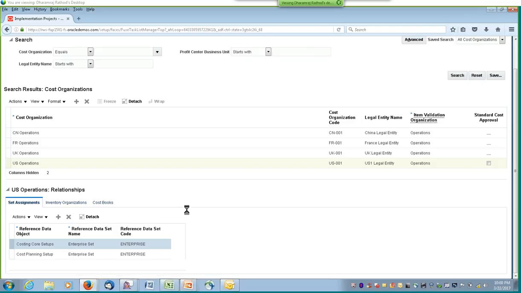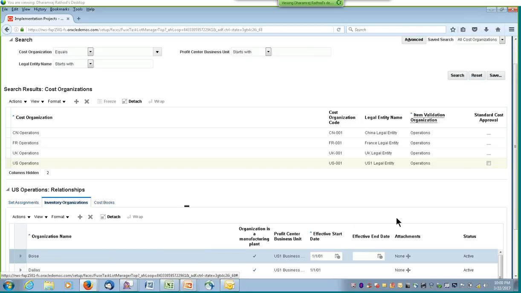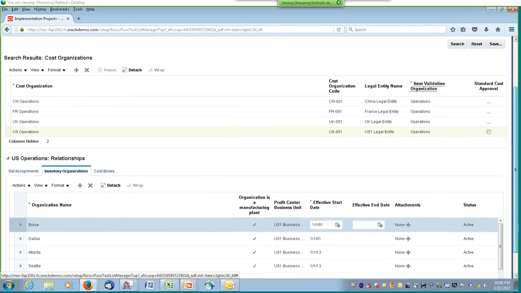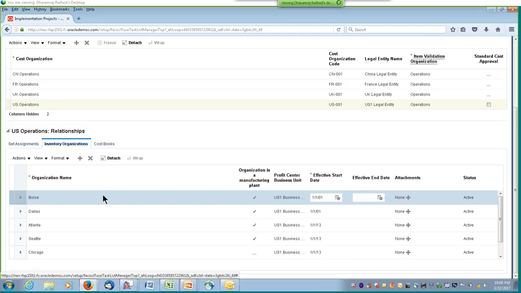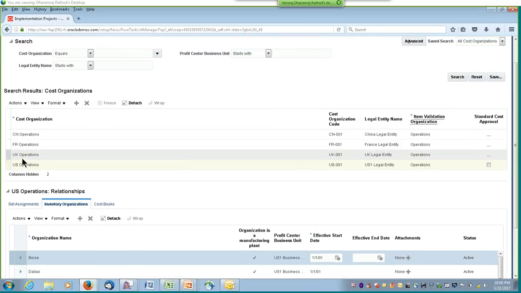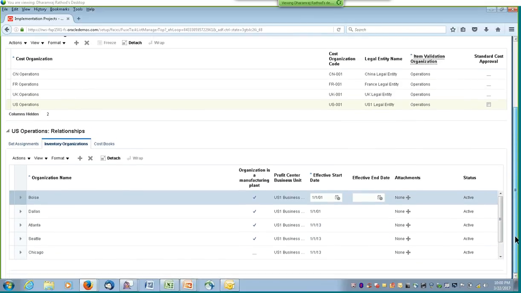So next tab is the inventory organization. This is where I would be able to assign all my inventory organizations. So Boise, the other day we have seen, is the contract manufacturing organization, but it is in context of US1 business unit. Dallas, Atlanta, Seattle, Chicago, and all these inventory organizations are within US1 business unit. All right, so all the inventory organizations are sitting under our cost organization, and this cost organization will account and cost all the transactions which are coming from these inventory organizations.